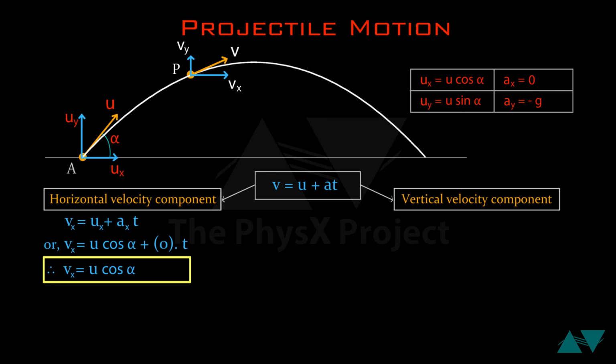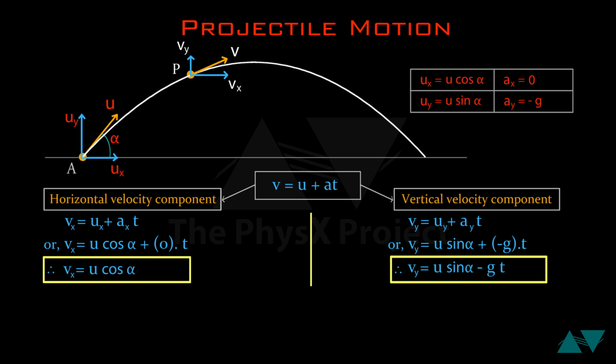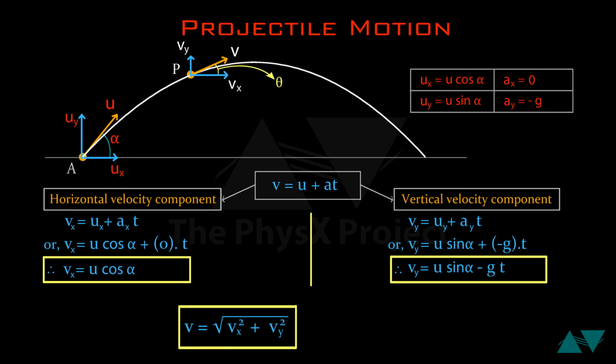Now for the vertical version, we will use Vy for v, uy for u, and ay for a. From the table, we know that uy equals u sine alpha and ay equals negative g. Therefore, Vy equals u sine alpha minus gt. So we have got our perpendicular components of v. To find the magnitude of v, we will use Pythagoras. Now if v makes an angle of theta with Vx, then we can use trigonometry to find the direction.